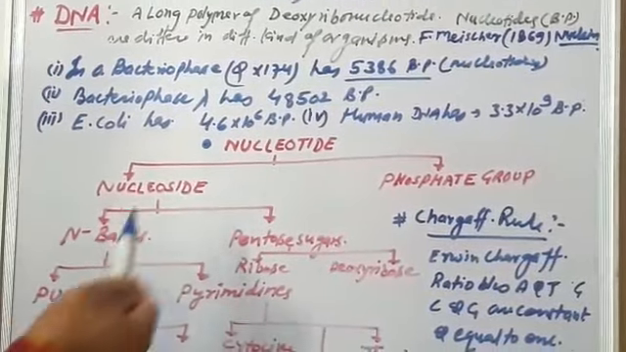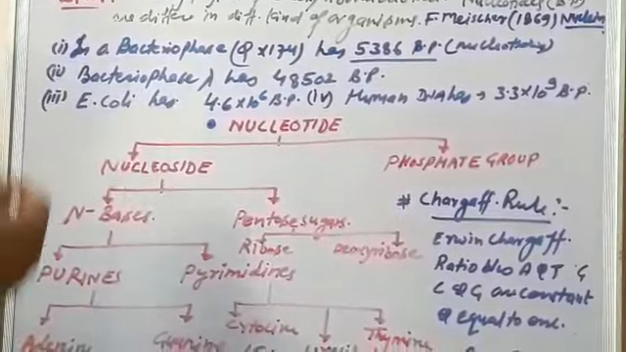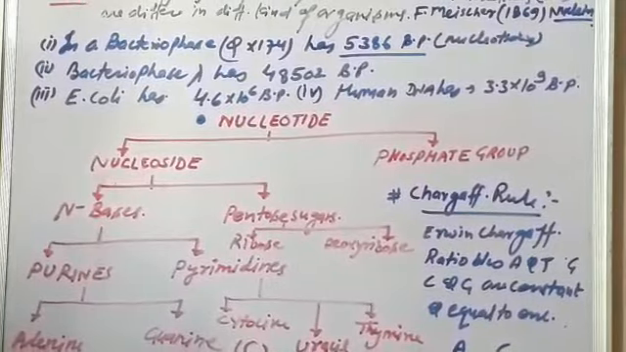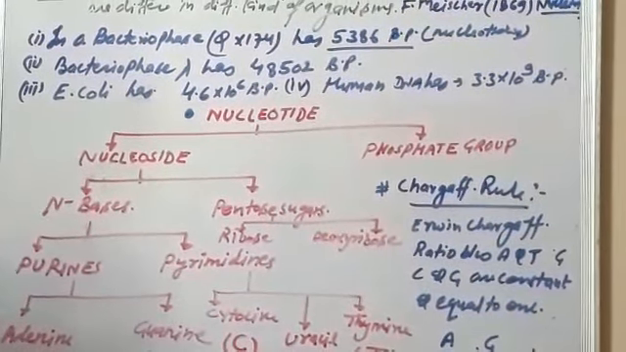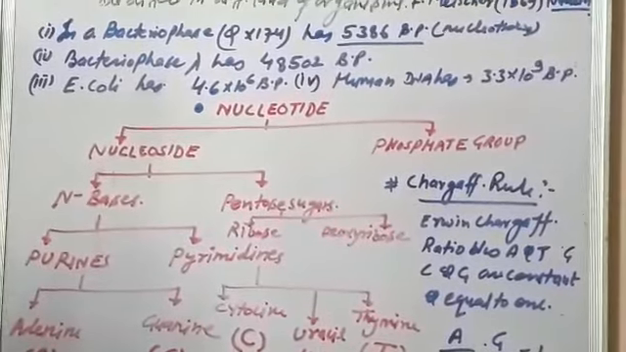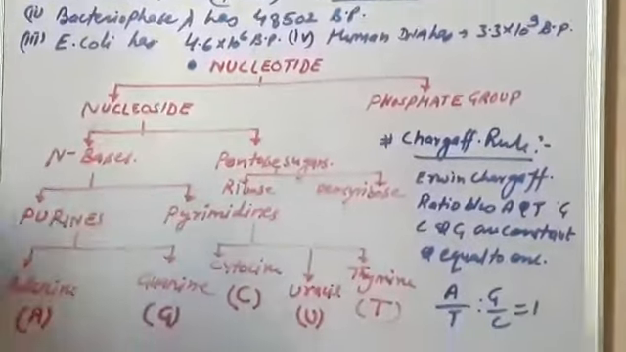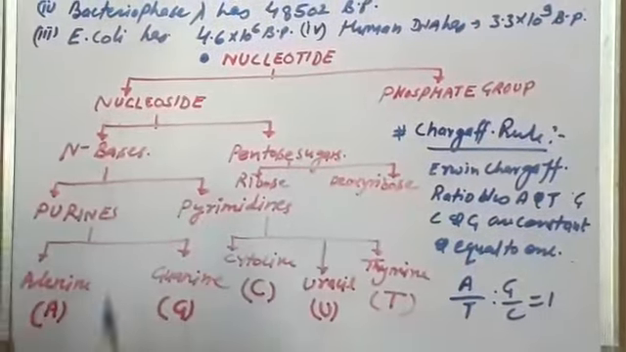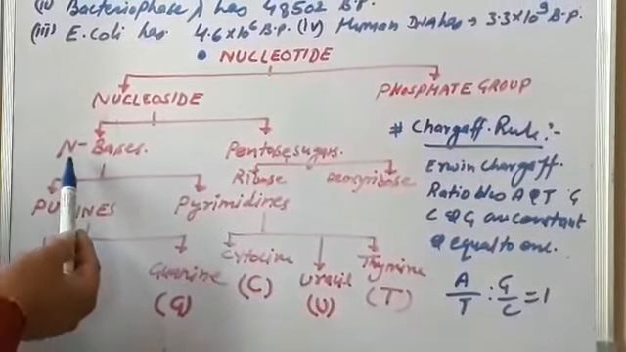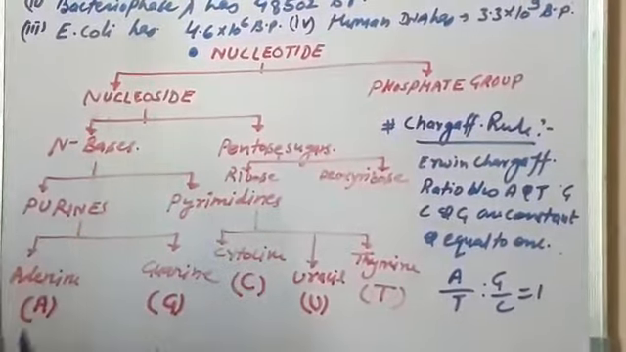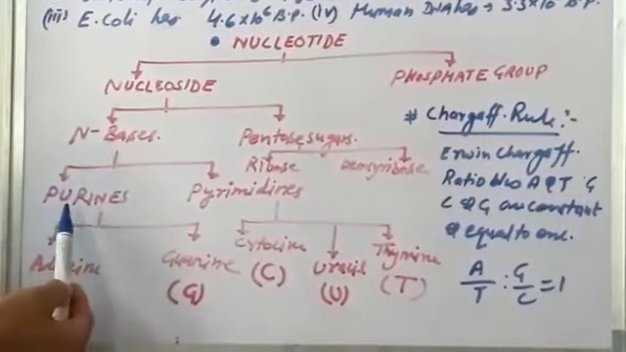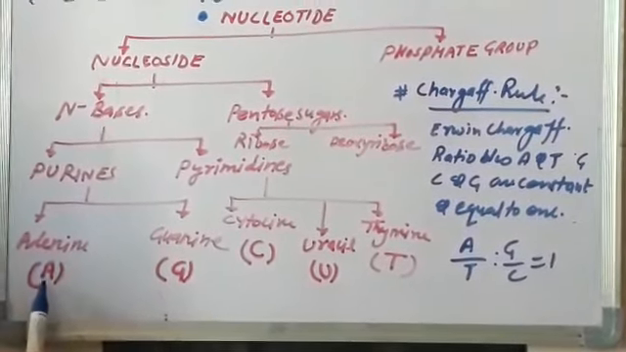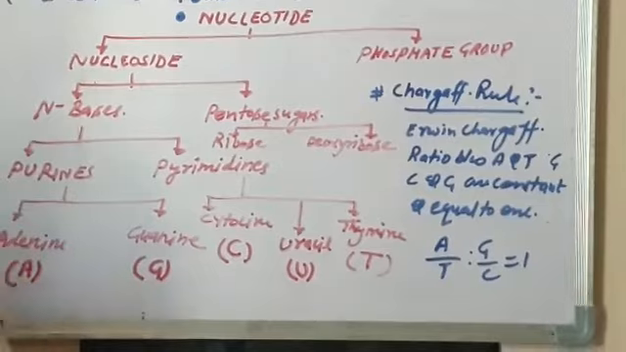Now go through the components of the DNA. DNA is the polymer of nucleotides, a long nucleotide polymer. A nucleotide consists of mainly three components: the nucleoside and the phosphate group. The nucleoside is further subdivided into nitrogenous bases and pentose sugar. Two types of nitrogenous bases are there: purines and pyrimidines. Purines are two in number: adenine, denoted by the letter A, and guanine, denoted by the letter G.